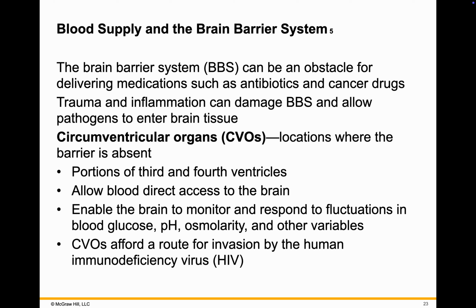The brain barrier system can be an obstacle for delivering medications, antibiotics, and cancer drugs. Trauma and inflammation can damage the blood barrier system and allow pathogens to enter the brain tissue. There are circumventricular organs where the barrier is absent, and those would be in portions of the third and fourth ventricles. This allows blood direct access to the brain.